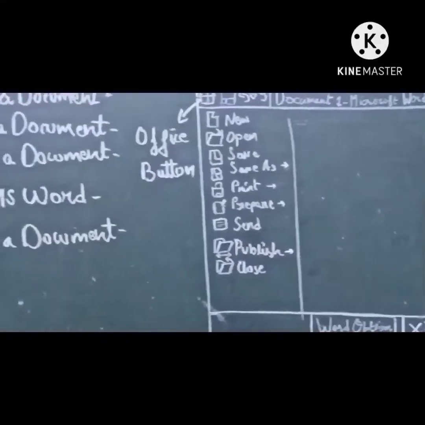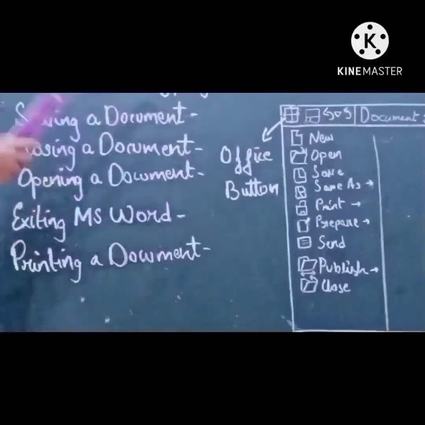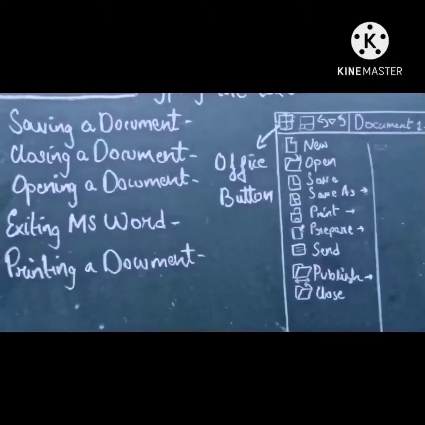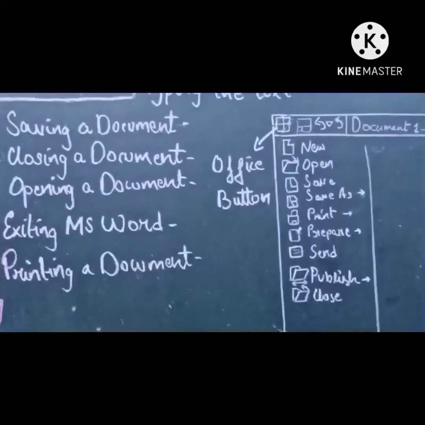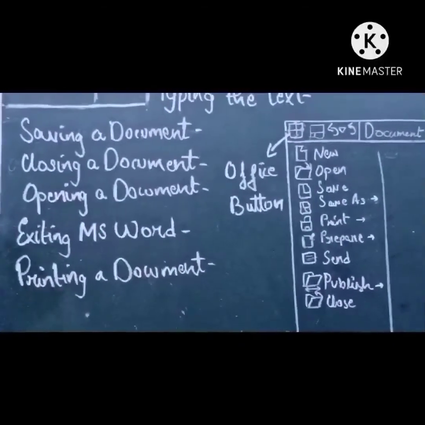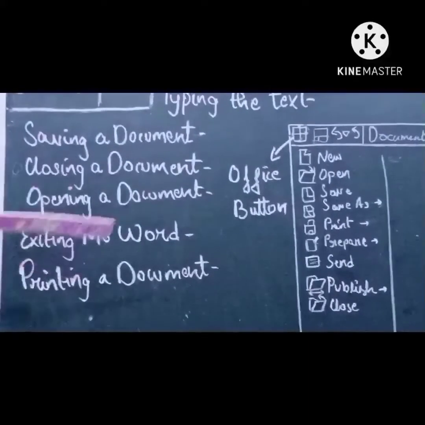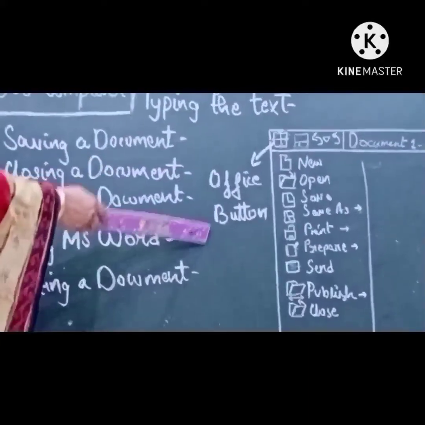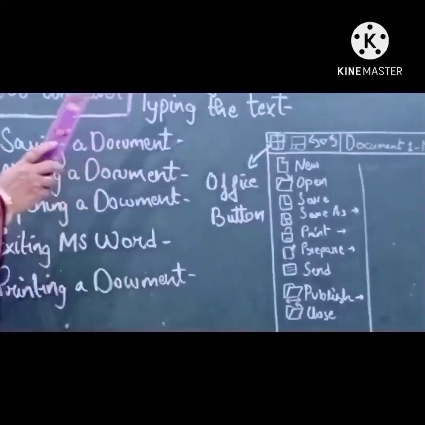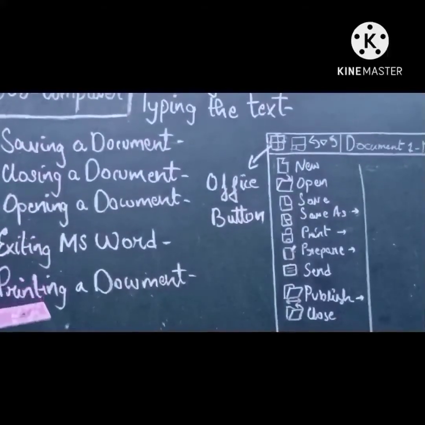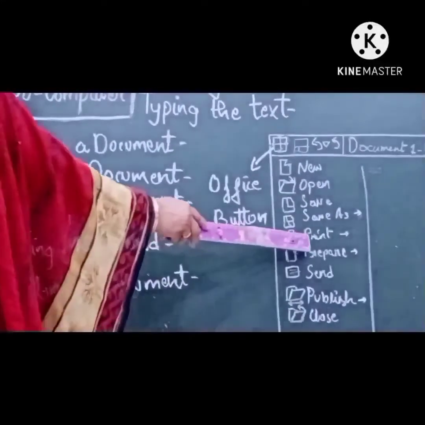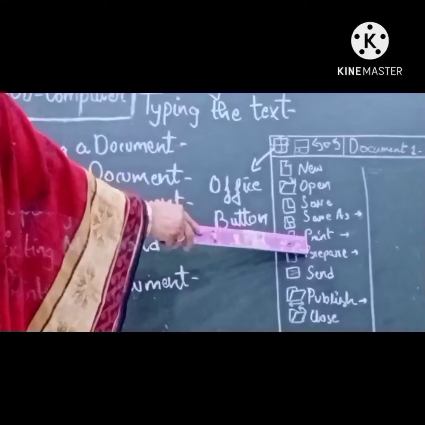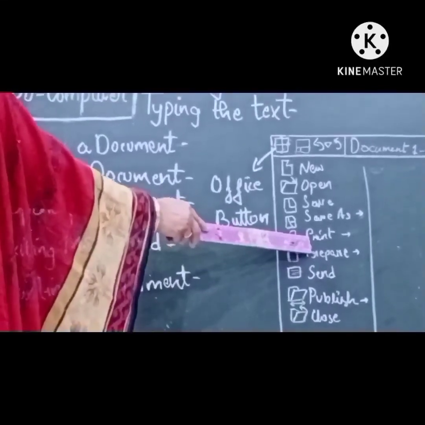Next, children, is printing a document. Children, to print any document, again click on the office button. Options will come here. Then here is your print option. You have to select the print option.